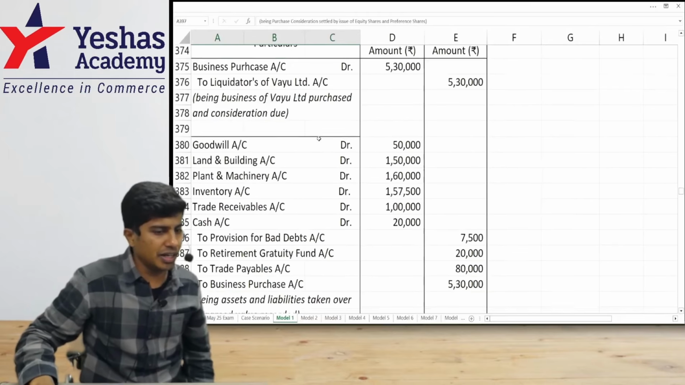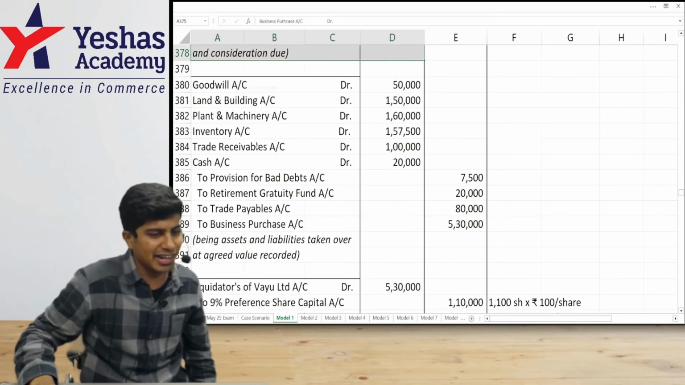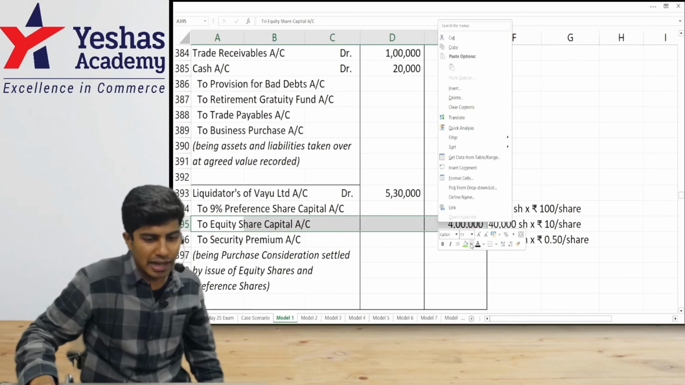See the accounting entries. Here are the 4 entries. First entry, do you have equity share capital anywhere? No. Second entry, check. Third one, yeah, there. How much? 4 lakh.